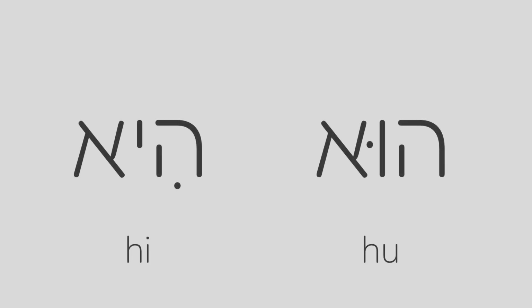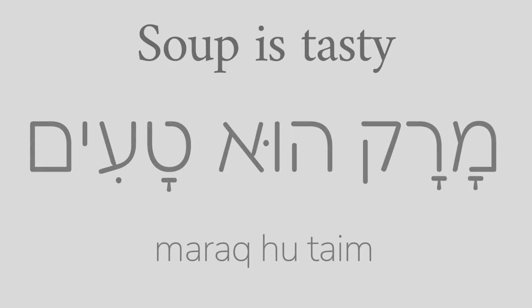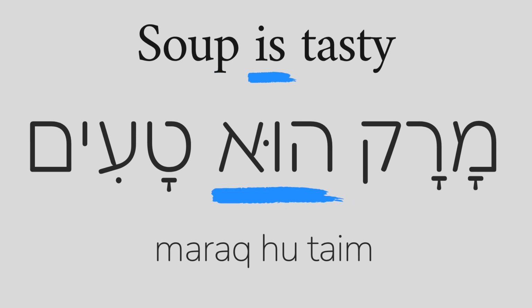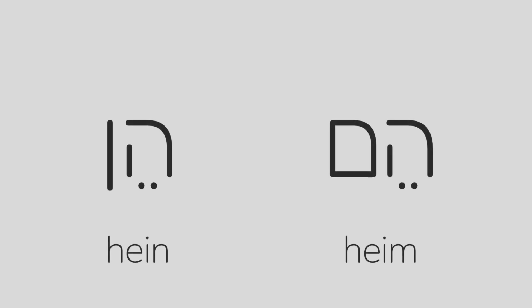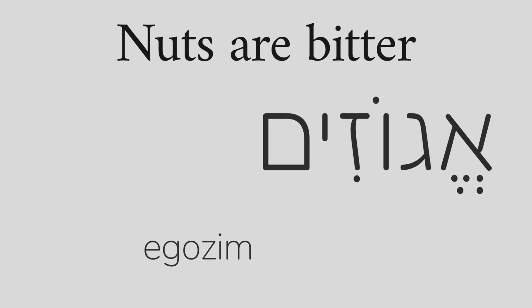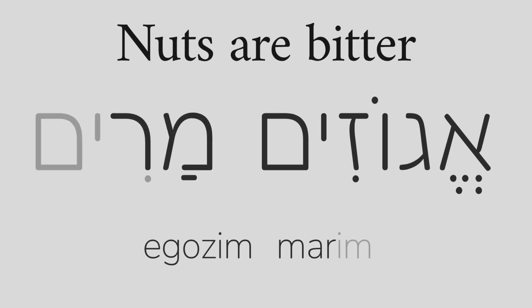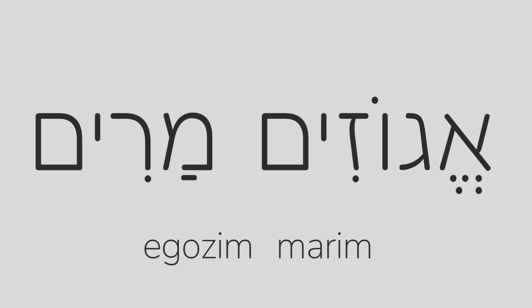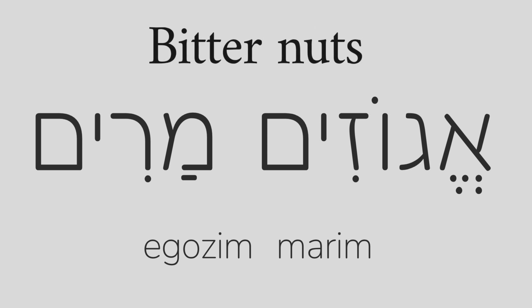Last time we saw that the singular pronouns hu and hi, "he" and "she," can act as the word "is" with sentences like "soup is tasty." Marak, soup, hu ta'im, tasty. Marak hu ta'im. The pronouns hem and hen, "they," can do the same in the plural, meaning "are." Let's say "nuts are bitter." Nuts in Hebrew is egozim, a masculine plural noun, and the adjective "bitter" is mar, marim in masculine plural form to agree with egozim. We can't just say egozim marim with no word for "are" in Hebrew because egozim marim means "bitter nuts," since Hebrew adjectives go after the nouns.